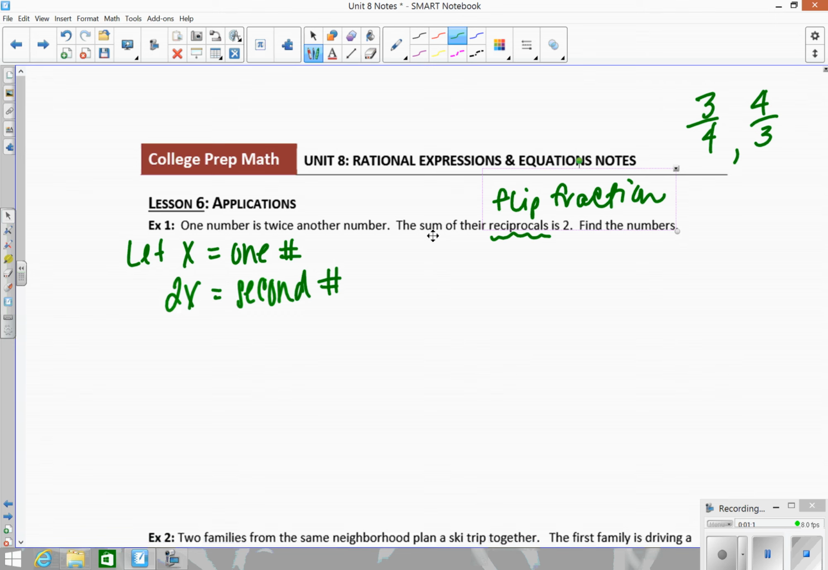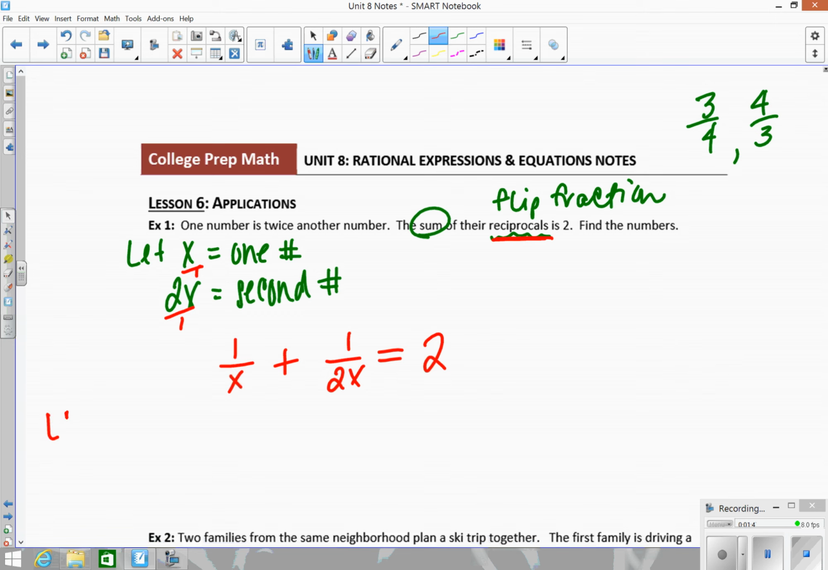We want the sum, so we're going to add their reciprocals. The reciprocal of x, which you think of as x over 1, is going to be 1 over x. The reciprocal of 2x, thinking of 2x as 2x over 1, is going to be 1 over 2x. So the sum of their reciprocals, so add, is 2. Then we need to find the numbers. Basically I took my x and my 2x, wrote them as reciprocals, added them, and set it equal to 2.